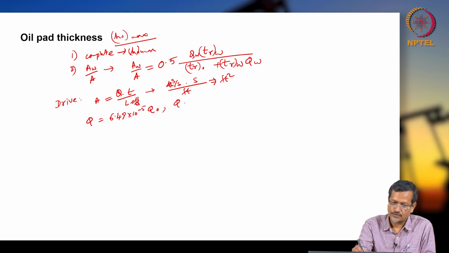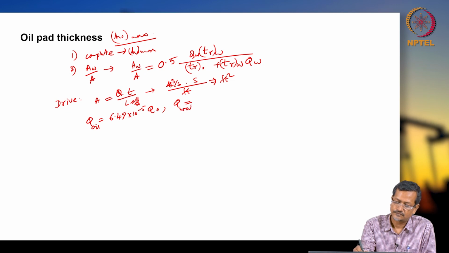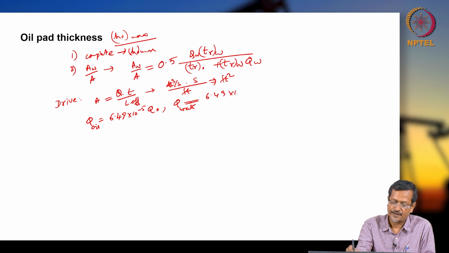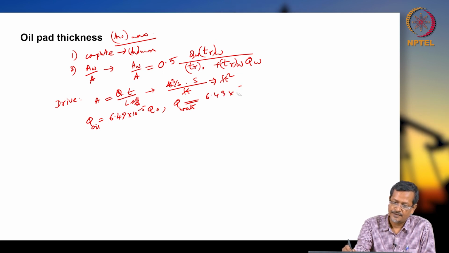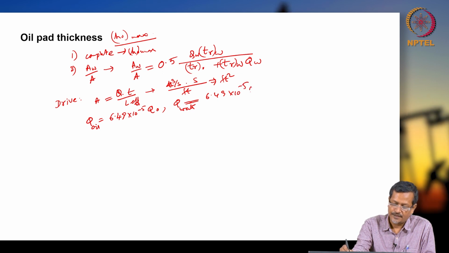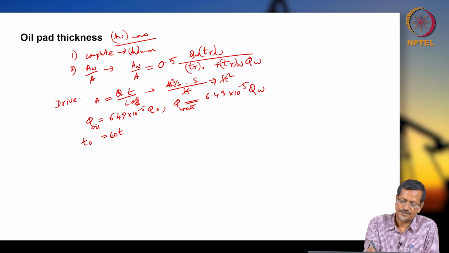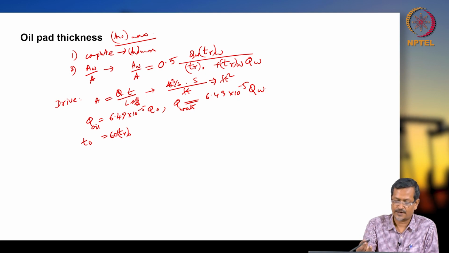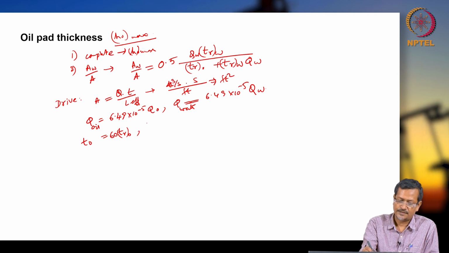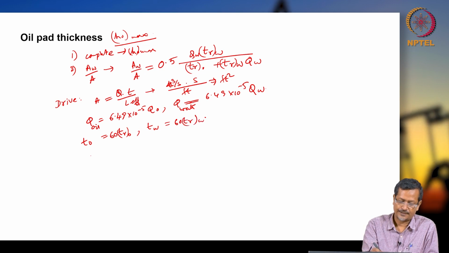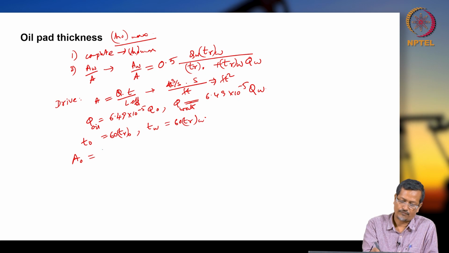For Q water the formula will be the same. I am putting the suffix water and oil. So 6.49 into 10 power minus 5 Q W. Okay, so T oil equals 60 TR oil. 60 means seconds, you are converting from minutes to seconds. T W equals 60 TRW.